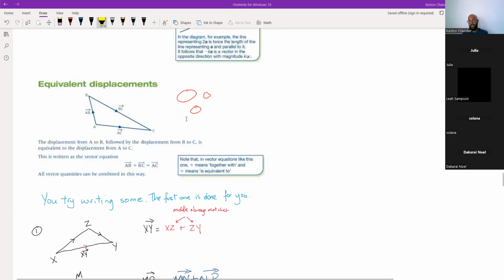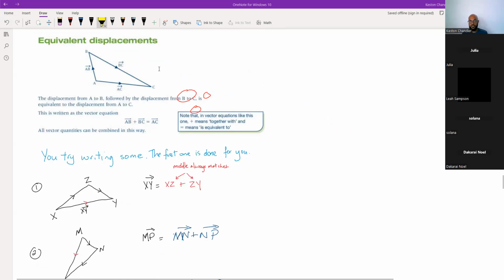The last thing that we looked at was equivalent displacement, looking at the movement of vectors from one point to another. I gave you an analogy of traveling from Chaguanas to Port of Spain. I told you there are 2 ways you could do it. It could be a straight route from Chaguanas directly to Port of Spain, or we could go from Chaguanas to Curepe and then from Curepe to Port of Spain.